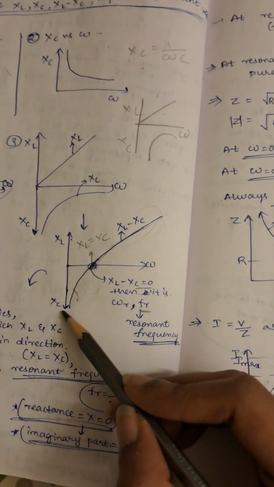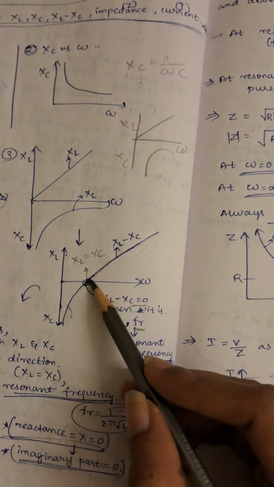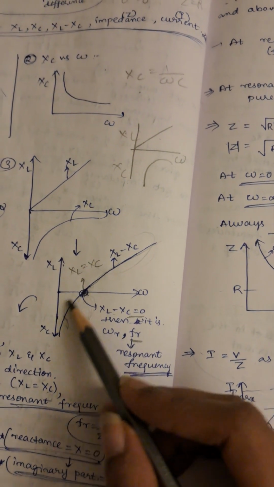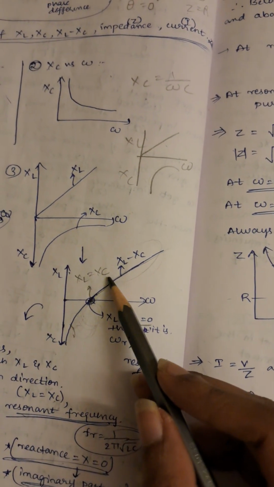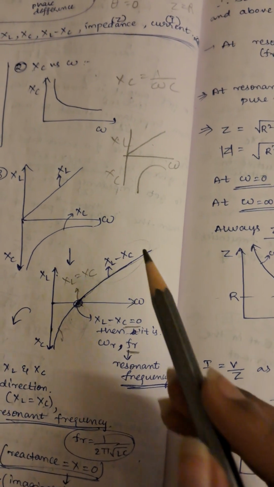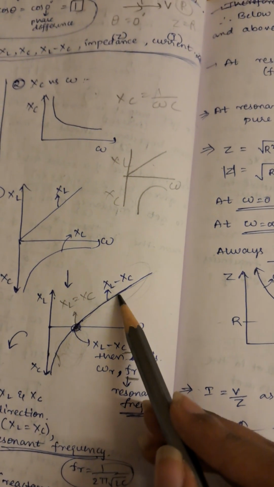Below FR, XC will dominate, right? Below the resonant condition, it acts as capacitive in nature, capacitive dominance. Above the resonant condition, it acts with inductive dominance, meaning the inductive nature is more because of XL.